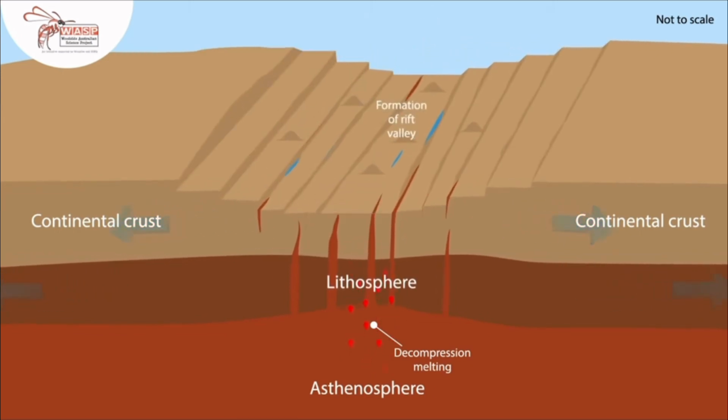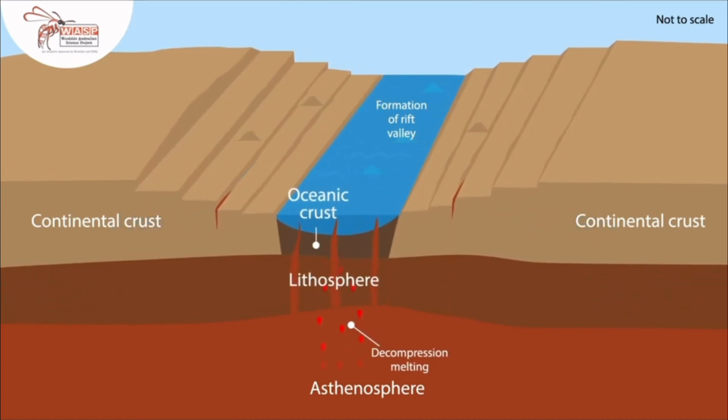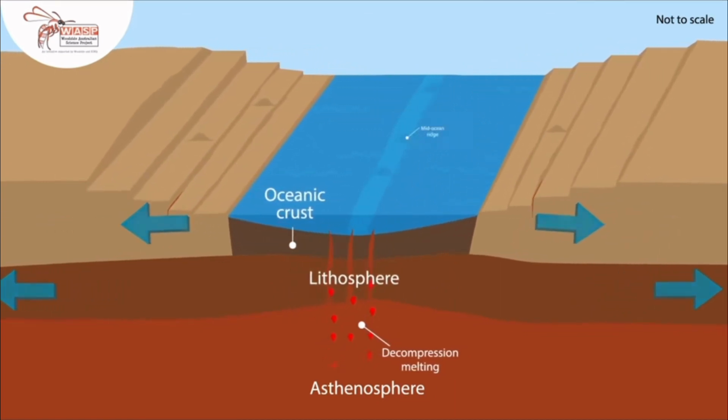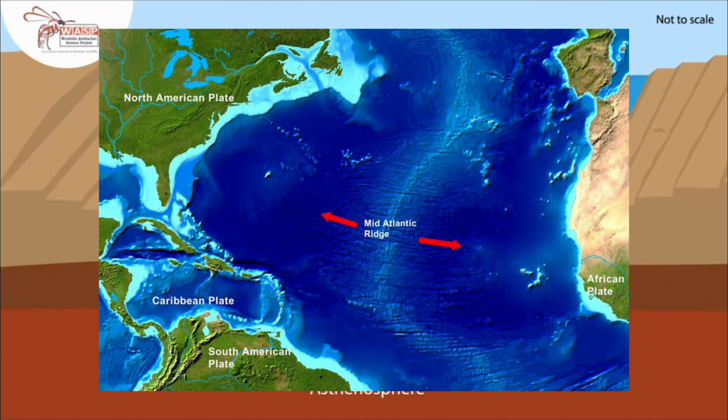Along these boundaries, earthquakes are common and magma, or molten rock, rises from the Earth's mantle to the surface, solidifying to create new oceanic crust. The Mid-Atlantic Ridge is an example of divergent plate boundaries.